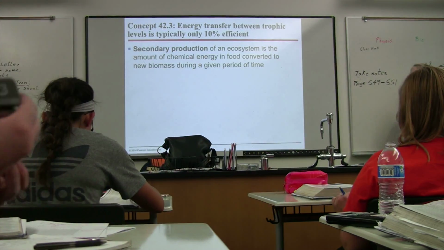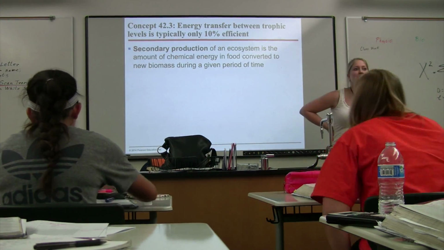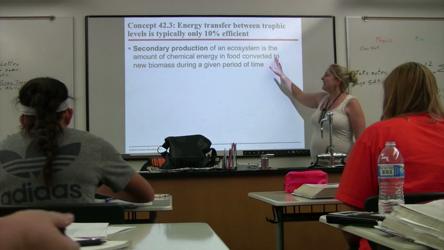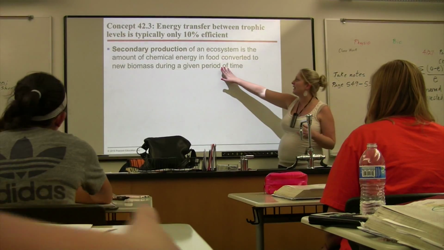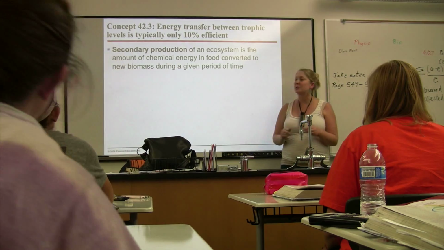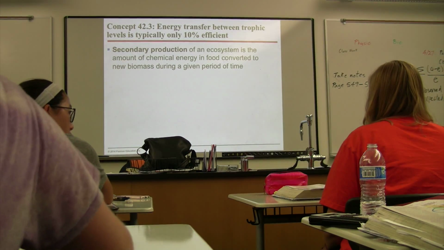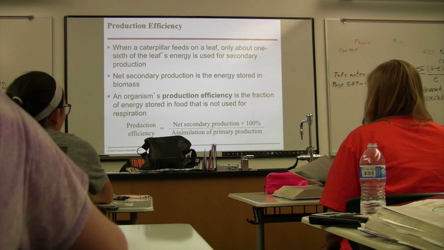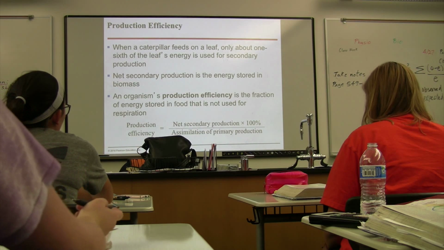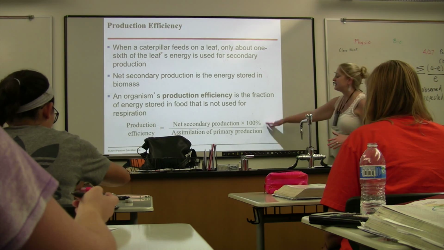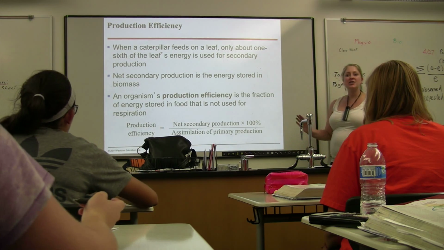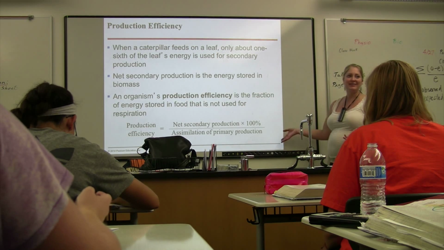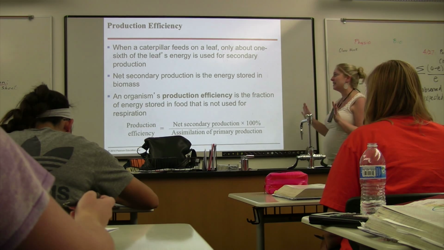Okay. Secondary. So we talked about primary production. Now we're going to talk about secondary production. It is the amount of chemical energy. This is the whole idea of additional biomass or secondary production. And we measure the production efficiency by this particular equation. If you're asked to do this on a grid-in question, what are they going to give you? They'll give you this equation, but let's look at it.